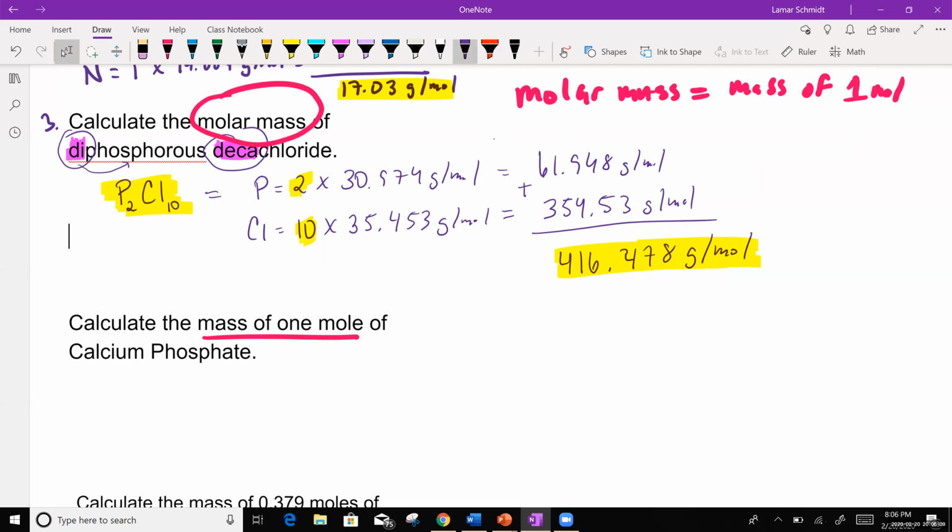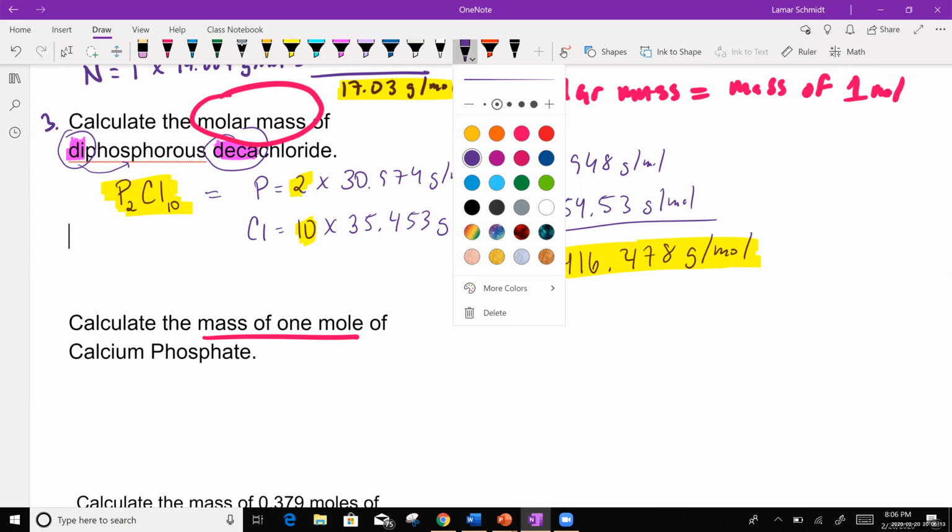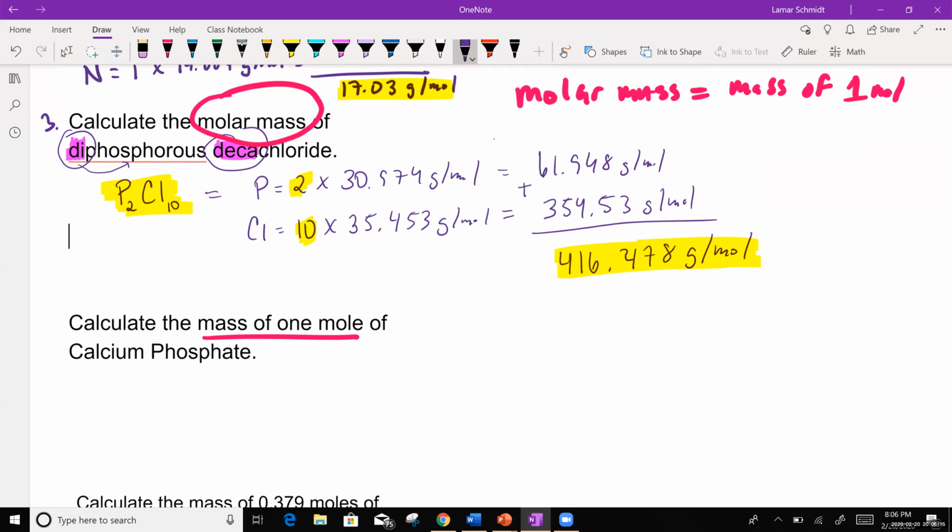So when we look at calcium phosphate, we don't see any prefixes, so we should know that we're dealing with an ionic compound. And we're not dealing with an acid, but even if we were, we have to look at charges. The only one you do not look at charges for is molecules, and they have prefixes. There's no prefix here, so we know we have an ionic compound.